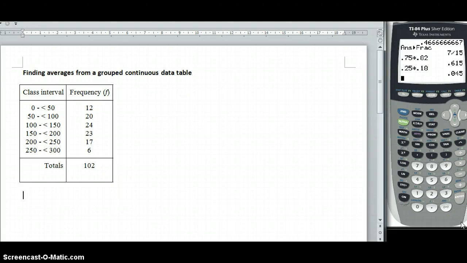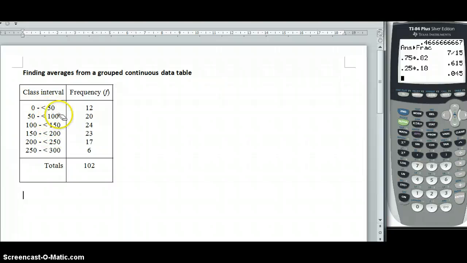Okay, so this is an extension to what we've done before. You'll notice that the difference is now that the data is continuous, and you can see that we've got 0 to 50. Now notice the notation there. 0 goes to, which is less than 50. We've talked about this in class, and hopefully you're okay with that. If not, do ask me.